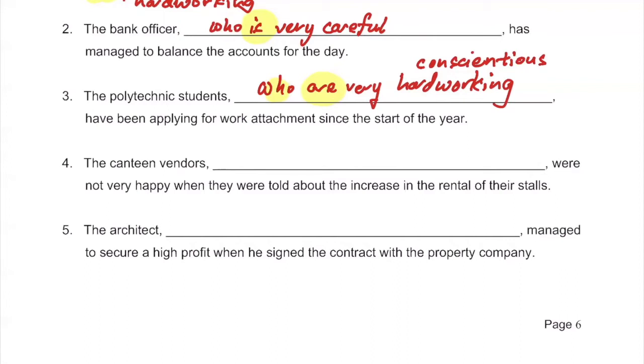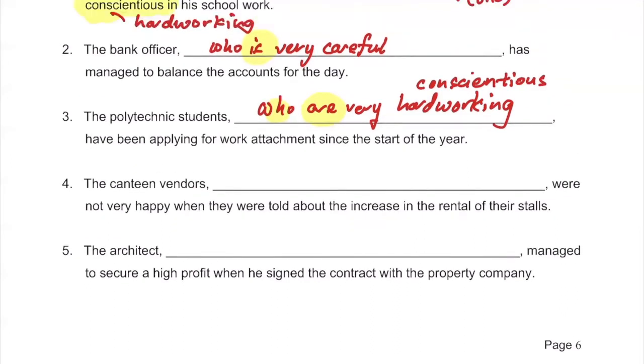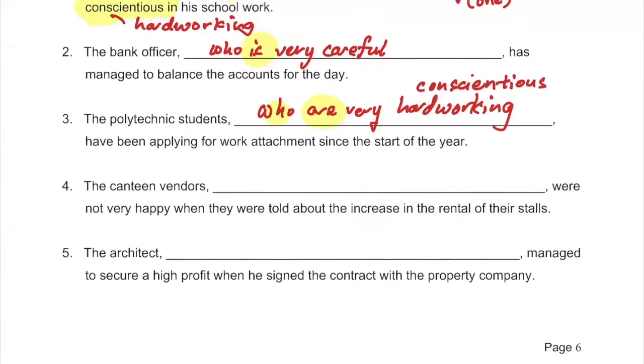Megan, are you ready? Yes. Okay, go for it. The canteen vendors whose family was poor were not very happy when they were told about the increase in the rental of their stores. Perfect. I like the fact that you linked poor to the increase in the rental because increased rental means more money paid out, but you made a mistake, right?